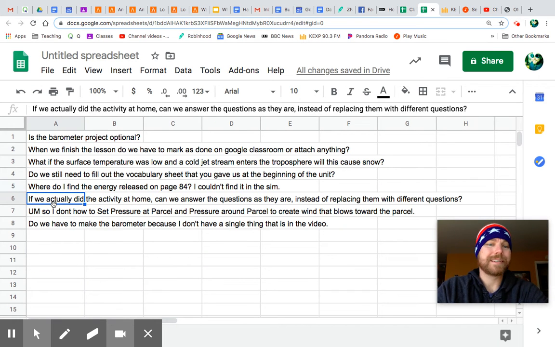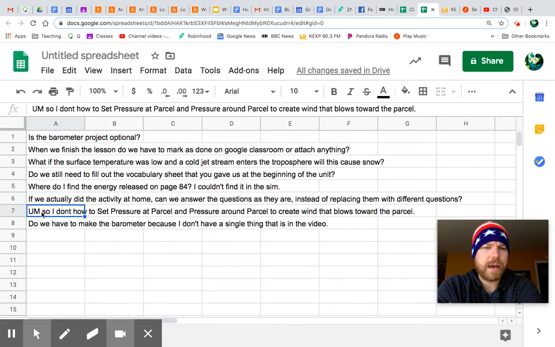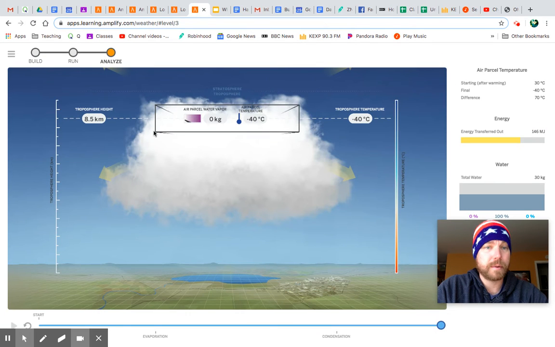If we actually did the activity at home, can we answer the questions as they are instead of replacing them with different questions? That's fantastic. I'm happy that you were able to do that. And yes, of course, by all means. So I don't know how to set pressure at parcel and pressure around parcel to create wind that blows toward the parcel. Let's do that right now.